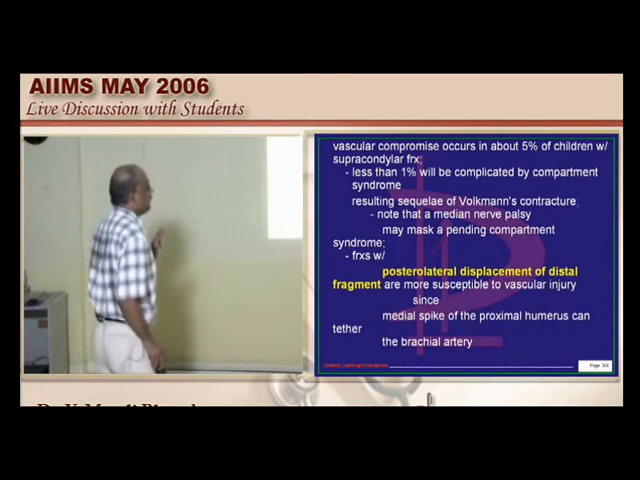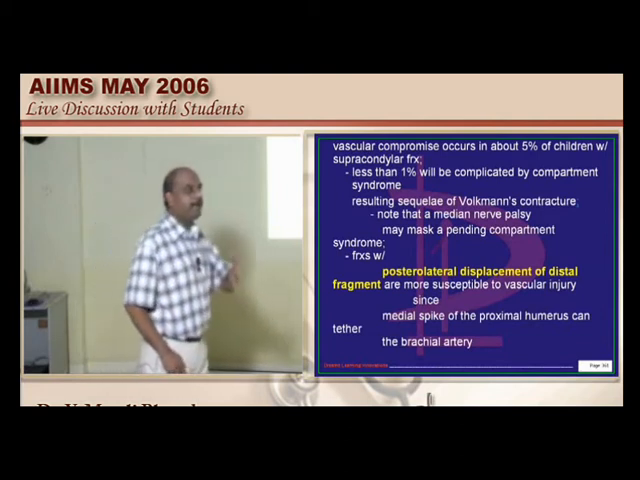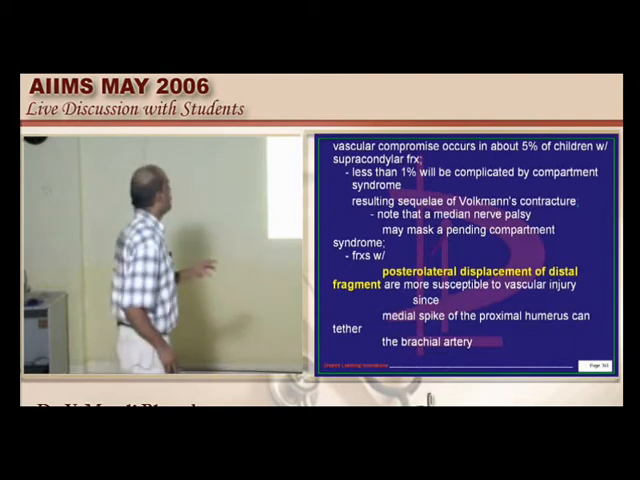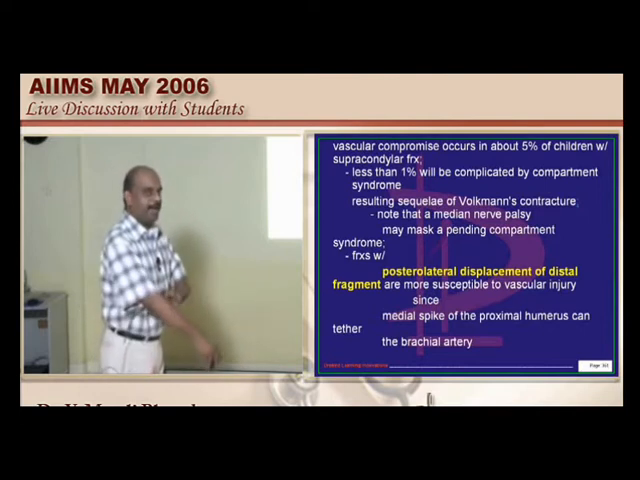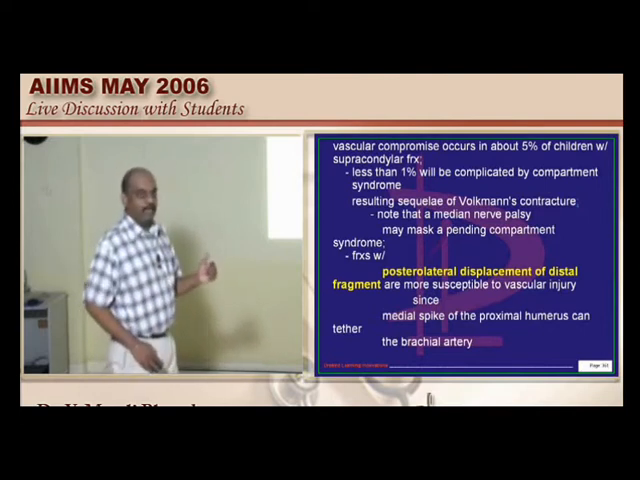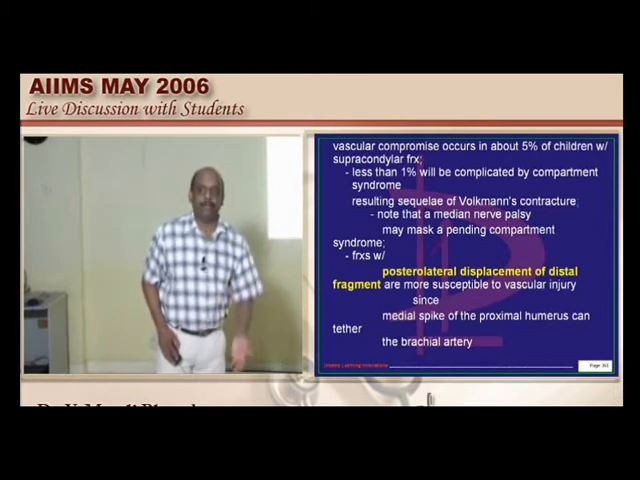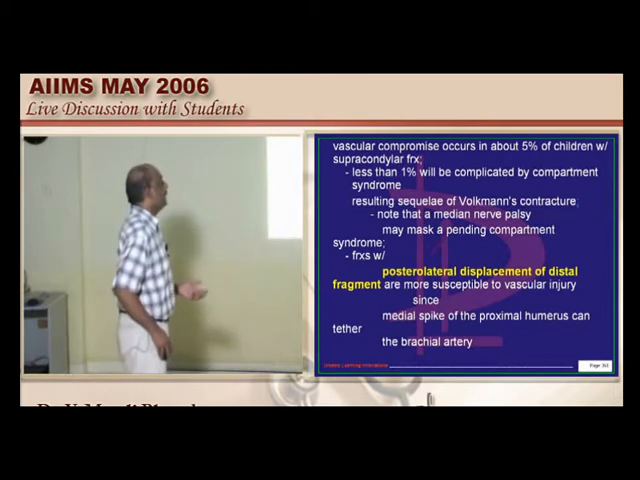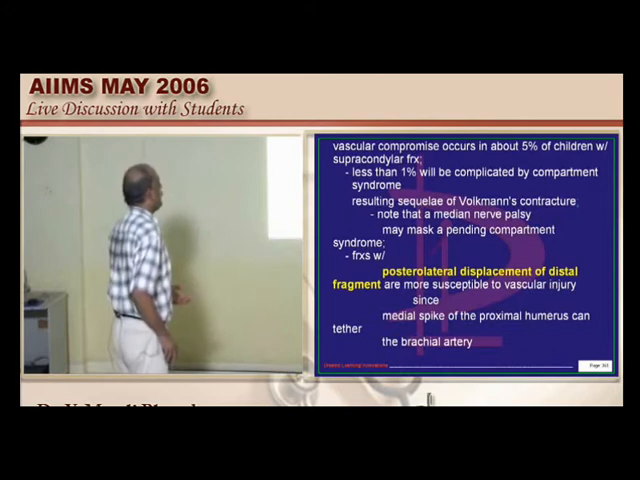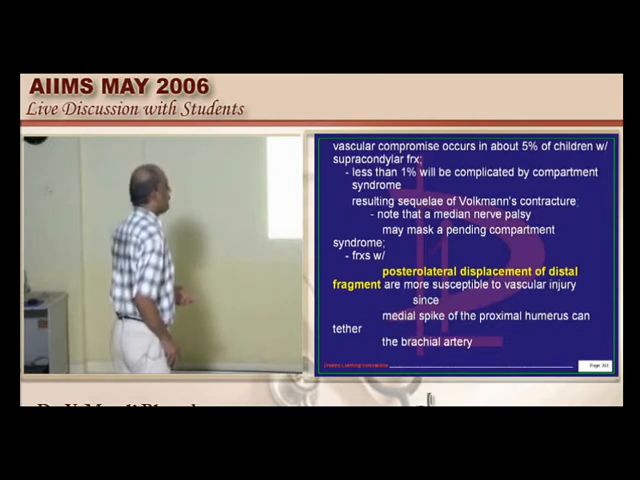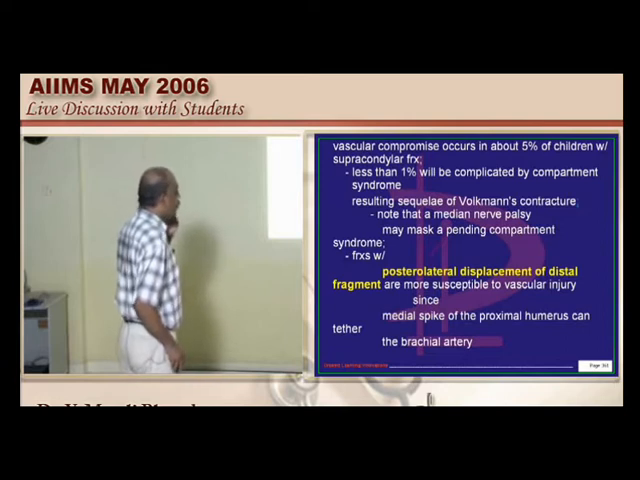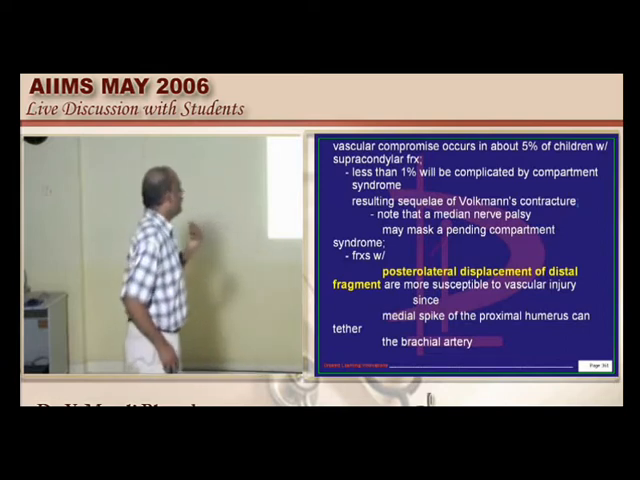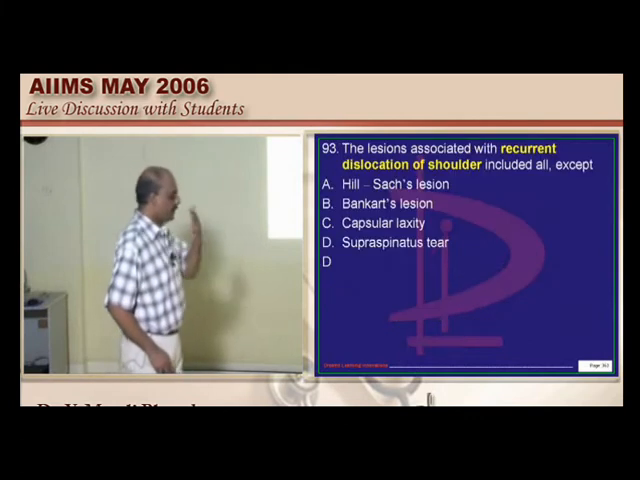Out of this, the vascular compromise will be seen in about 5% of the children who are suffering from supracondylar fractures, and especially those who have a posterolateral displacement of the distal fragment are more susceptible to the development of vascular injury. So, doctor, what is your possible answer in this given case? You can have a Volkmann's contracture, compartment syndrome, and the neurological deficits. These are all the possibilities is what you have to be sure about. Let's go to the next question.